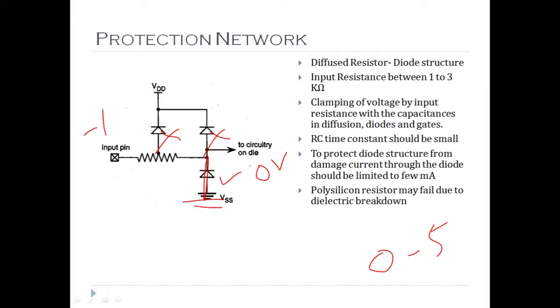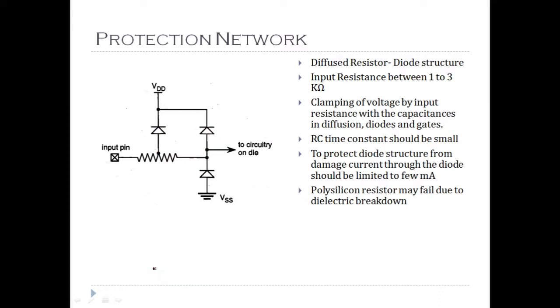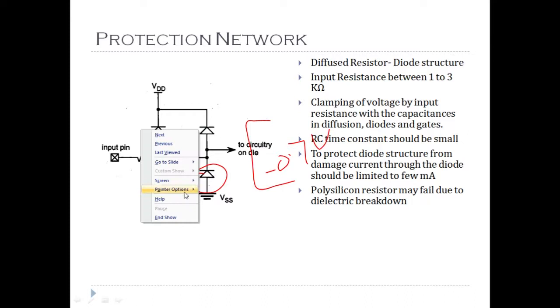Okay, so the maximum voltage that can be applied to the input will be minus 0.7, even if you have minus 10 volt, say. So this diode will be off, this diode will be off, this diode will be off, but still the voltage which will be applied to the internal circuit will be limited to minus 0.7. So here you can see, if you have a very large negative voltage at the input, still the voltage applied to the internal circuitry will be limited to minus 0.7 volt, assuming the diode's voltage drop to be 0.7 volt.